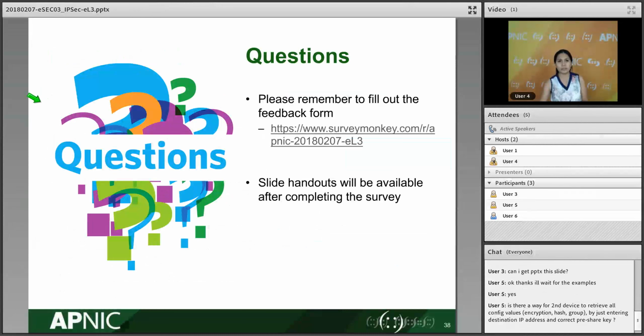For phase one, that's the crypto ISAKMP policy here. This policy is just like a policy name. We call it ISAKMP policy 1. And then we identify the authentication, encryption algorithm, the hashing algorithm, and the Diffie-Hellman key exchange group that we're using here. Okay. For authentication, we're using pre-shared key, pre-share.